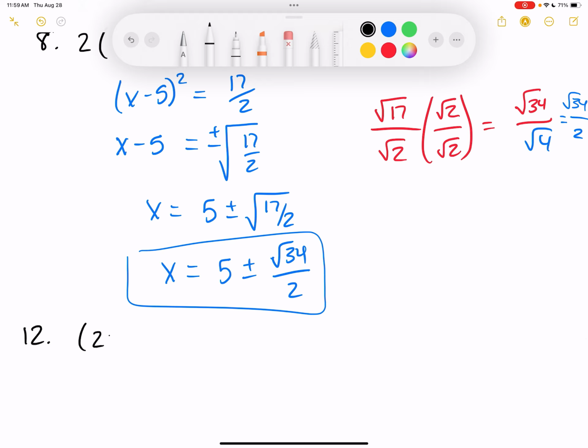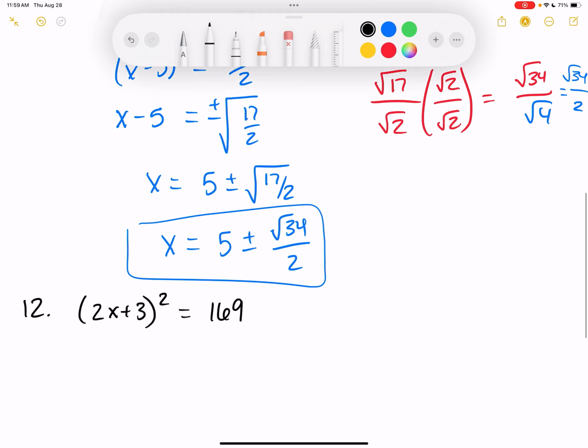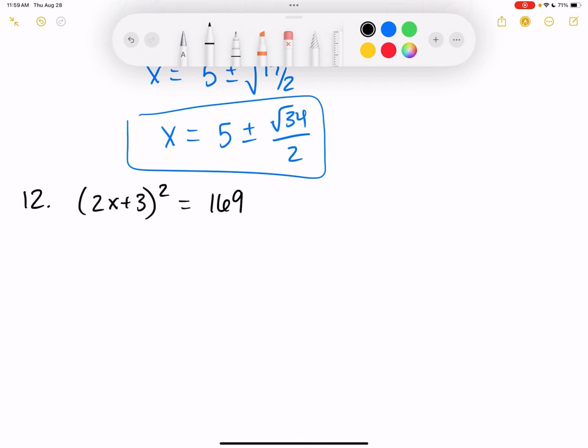Number 12: in parentheses, 2x plus 3 squared equals 169. I say root it all. What's the square root of 169? I heard somebody say 5, and it's definitely not 5. It's 13. It's still plus or minus, though.